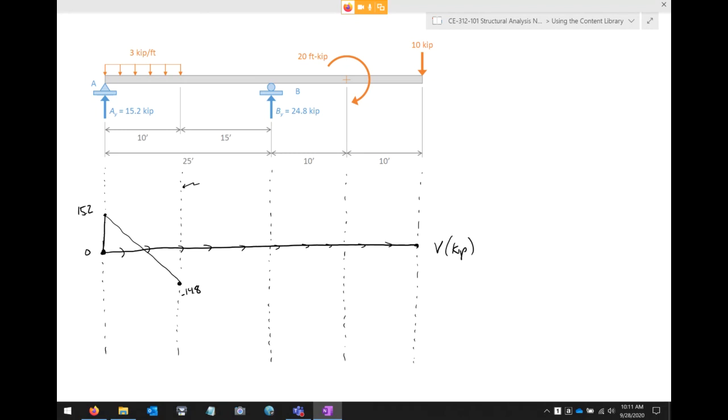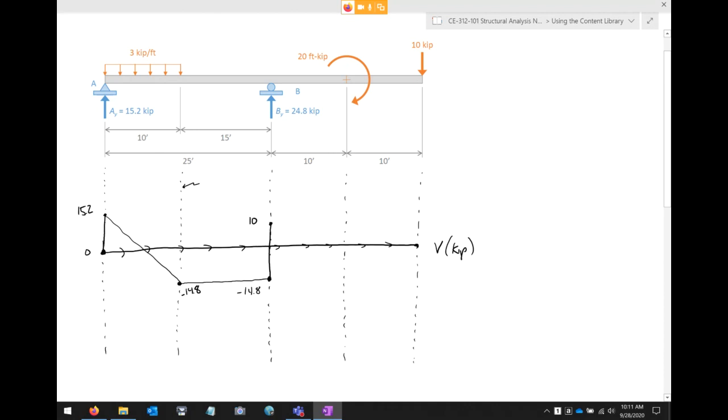Okay, now from this point to B, what happens? What does it look like from this point to B? Somebody help me out. Well, since there's no force during the 15 feet, it will be a constant line. You're exactly right. So a flat line like that. And so this point right here is also -14.8. Okay, so if I'm at -14.8 and I jump up 24.8, what's that put me at? +10, exactly right. So that puts me about right here.